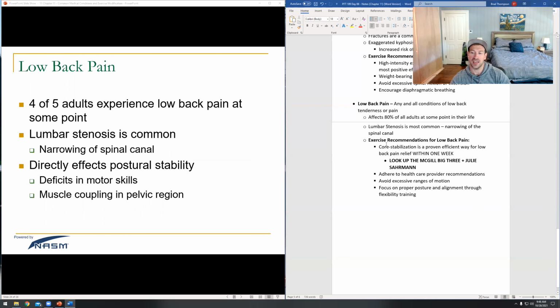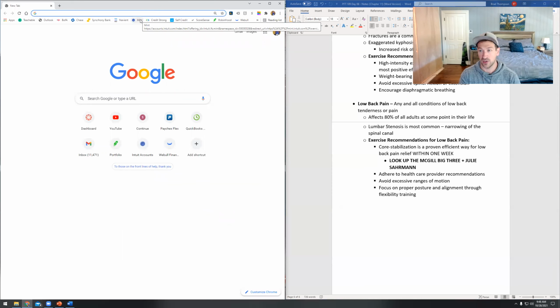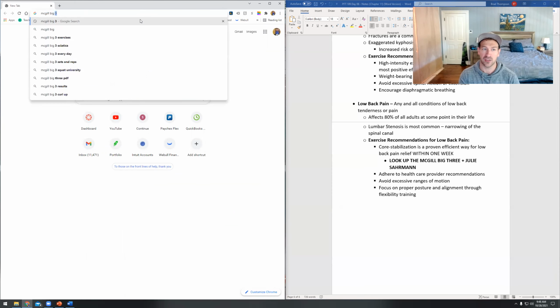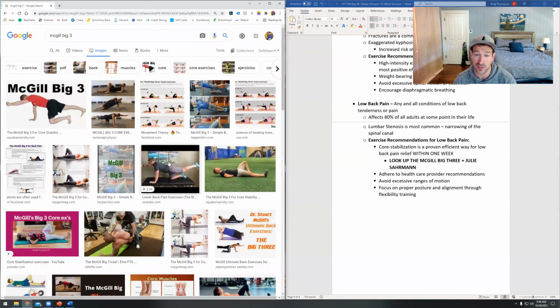So exercise recommendations, particularly core stabilization exercises, have been a proven, very effective way at relieving pain within about 1 week of training. So freaking do it, you know. I show this all the time, and I know I pull this guy up constantly, but there is what's called the McGill Big 3. In my opinion, this is a type of exercise that everybody should be doing all of the time. Even if you can start your mornings like this, it's great.